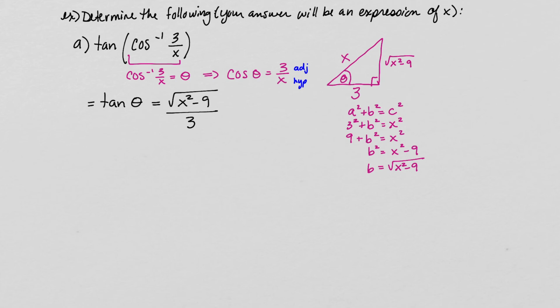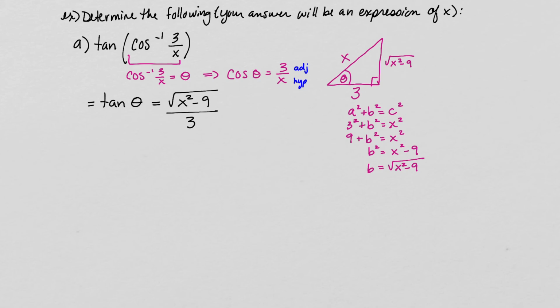So the answer is square root x squared minus 9 over 3? Yeah. So the answer in this case is not just some one little number. The answer in this case is that square root of x squared minus 9 over 3. Yep.